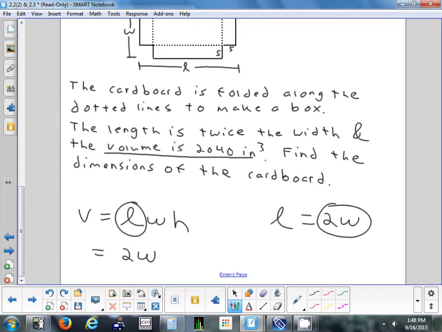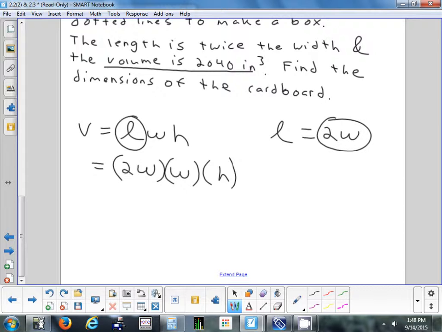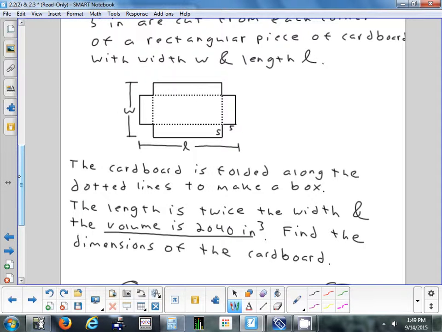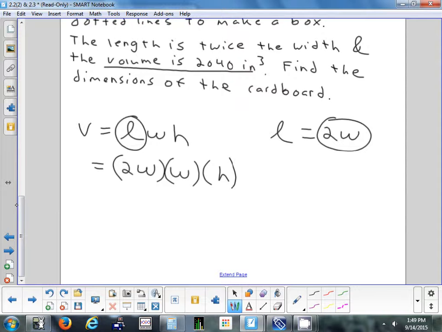The length is twice the width. There's my length. Here's my width. Here's my height. So now all I really need to do is figure out the width and the height. The height's going to be 5. That's the edge, and if you fold that up, it would have a height of 5. Do we know the volume? Yeah, the volume is 2,040, so we know that. Now we just need the width.